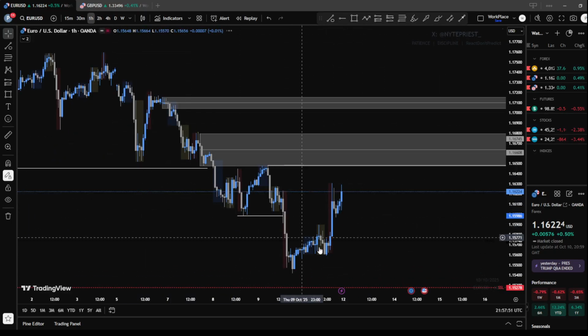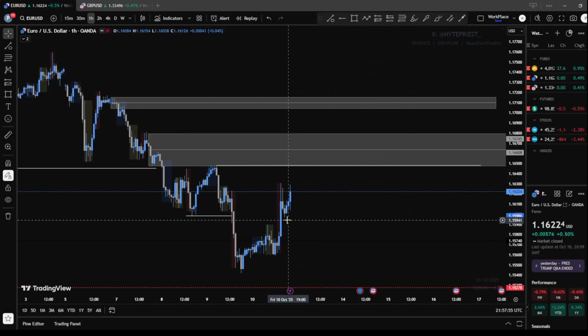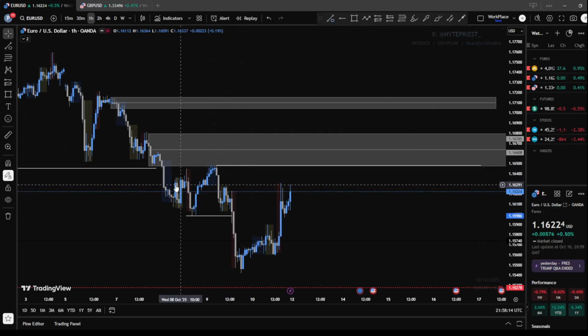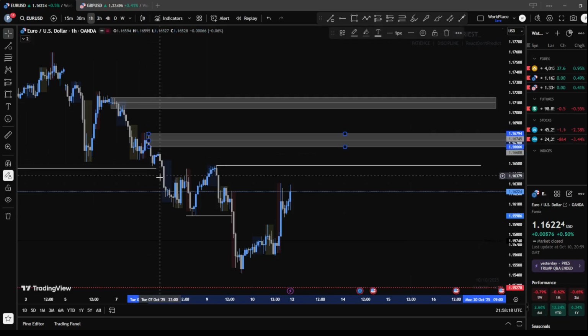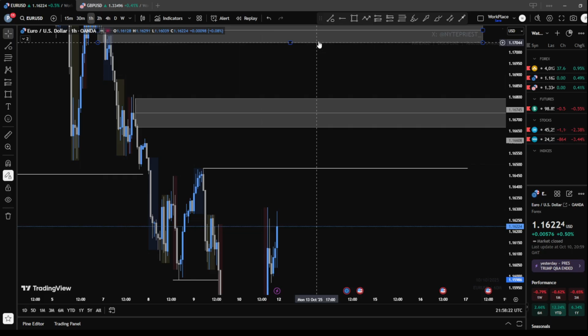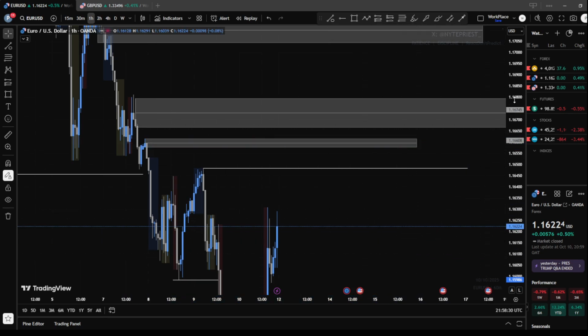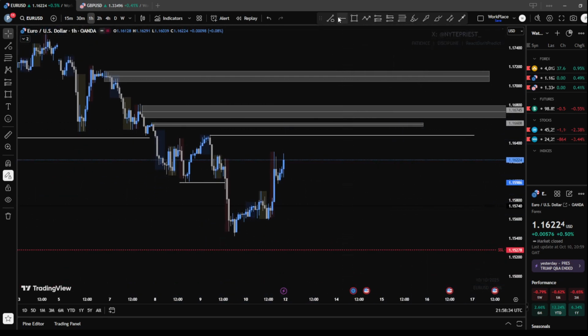So on the 1-hour time frame, this is still an inducement on the 1-hour time frame. We don't have any major inducement here or any minor inducement. So this is a major inducement on the 1-hour time frame, and we're having this zone here and another small zone here. This is a liquidity, but it is not an inducement. All right, so what I'll be looking for is price to sweep.